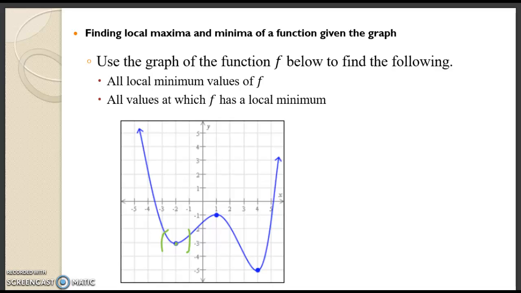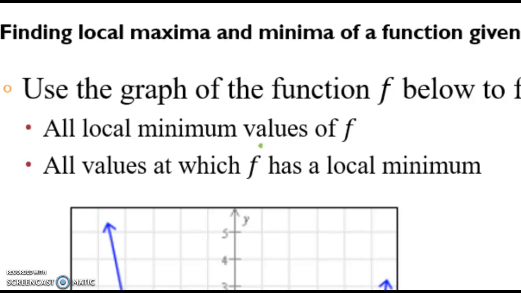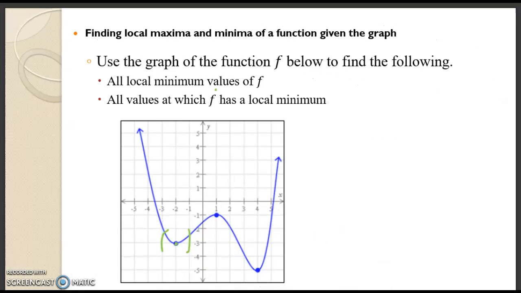What is the value of that? The value of that is our output value, or -3. So we have a local minimum value of -3. We also have one here. And that output, or that value of the function there, is -5.